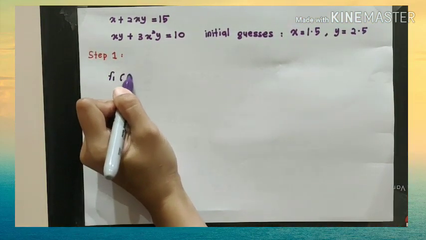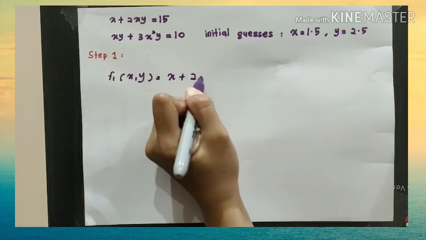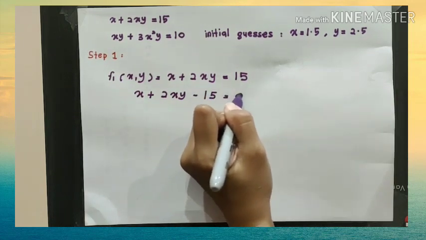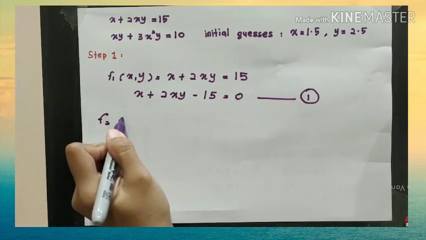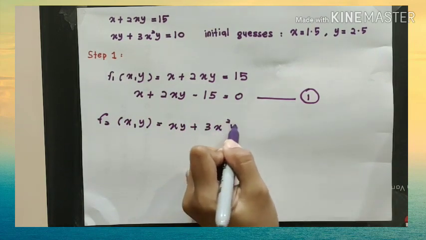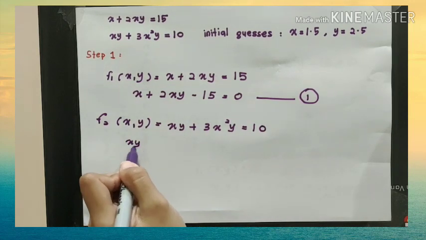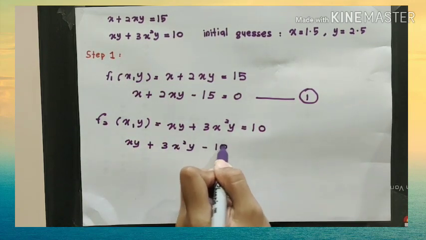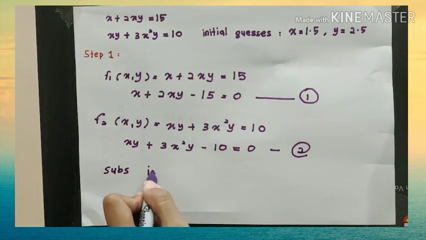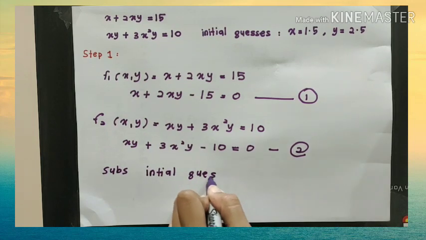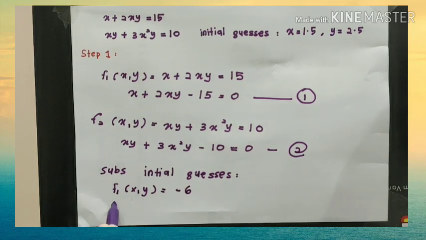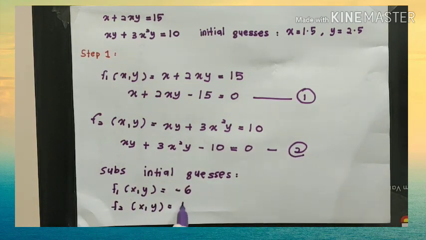Step number 1. We have 2 equations. So equation number 1 is our F1 and equation number 2 is our F2. Rearrange both the equations so that the equation is equal to 0. So F1 is equal to x plus 2xy minus 15 equal to 0, and F2 is xy plus 3x square y minus 10 is equal to 0. Then substitute the initial guesses to both of the equations. So we have F1 is equal to minus 6 and F2 is equal to 10.625.